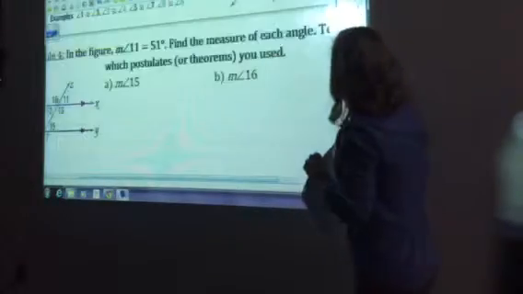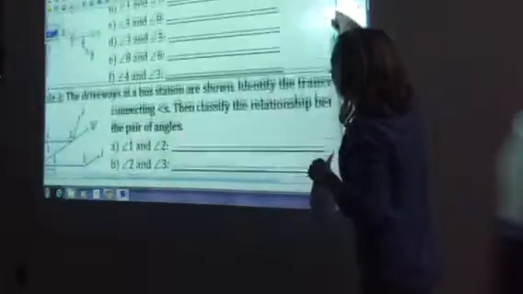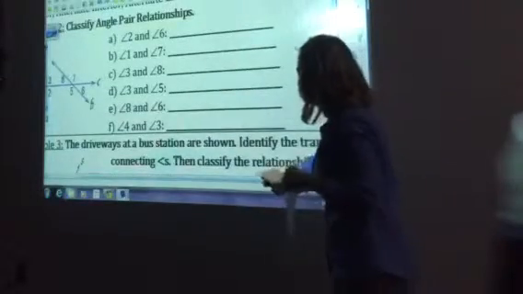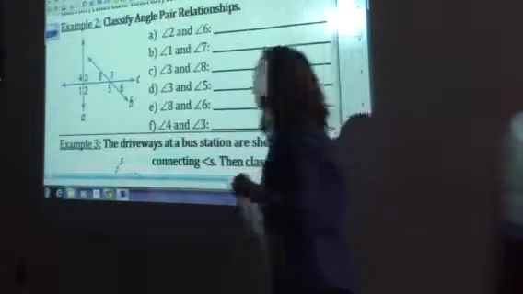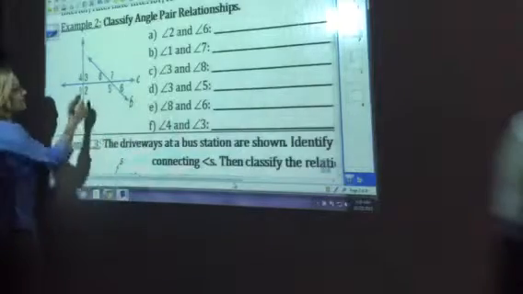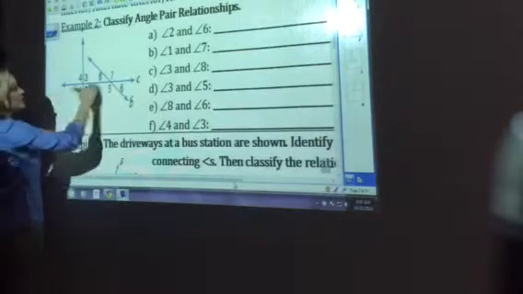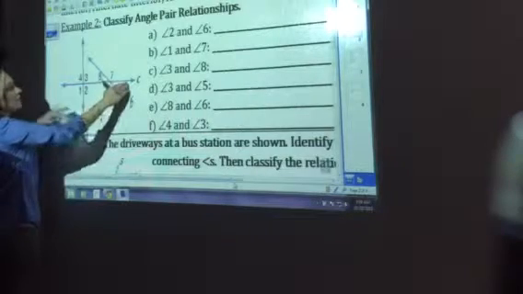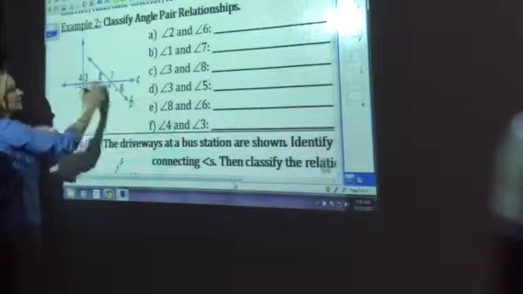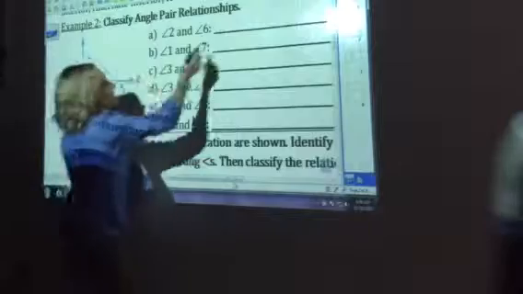Okay? Now let's go ahead and go over here real fast, and let's talk about the relationships again. Okay, so over here, again, we have 2 and 6, and notice they are both below this transversal right here. Okay, they are in the same spot. They're to the right of the line, so they are actually corresponding.